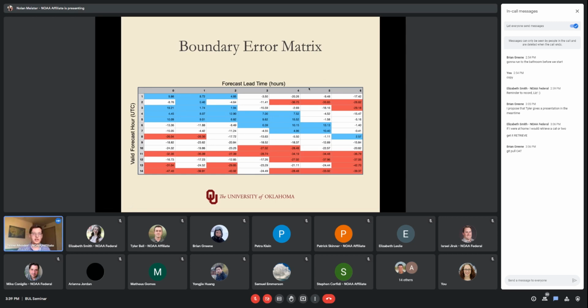And the final thing I kind of want to point out is that boundary error did not decrease with decreased lead time. So that's kind of what I expected going in, because I'm not a data assimilation expert. Pat Skinner has told me that that's to be expected.